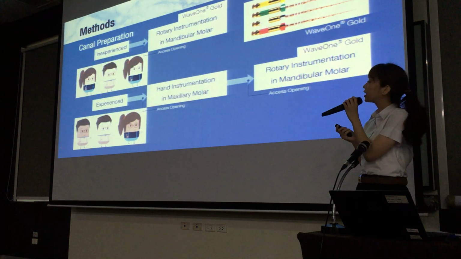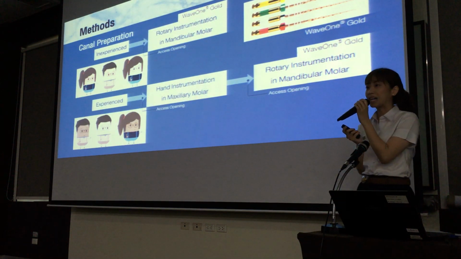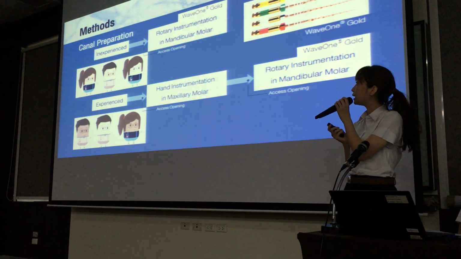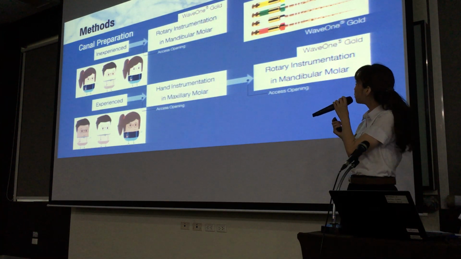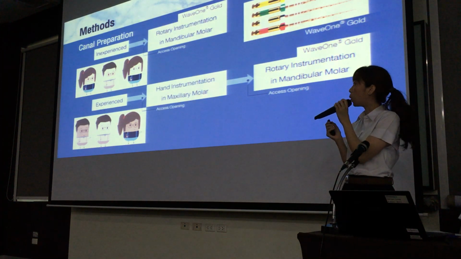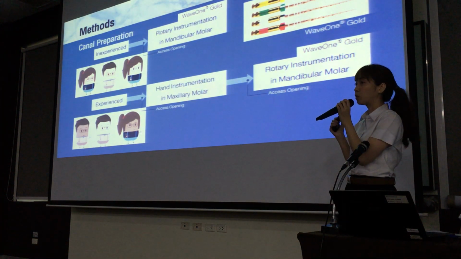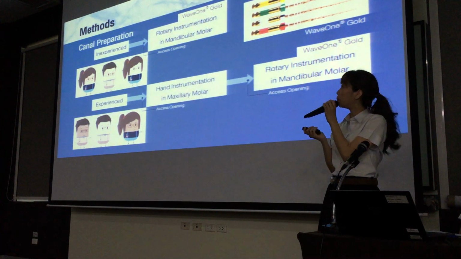For the canal preparation, the inexperienced group was asked to perform canal preparation in a lower molar using nickel-titanium rotary, which was the WaveOne Gold. While the experienced group was asked to perform canal preparation in an upper molar by hand files before rotary instrumentation in a lower molar.